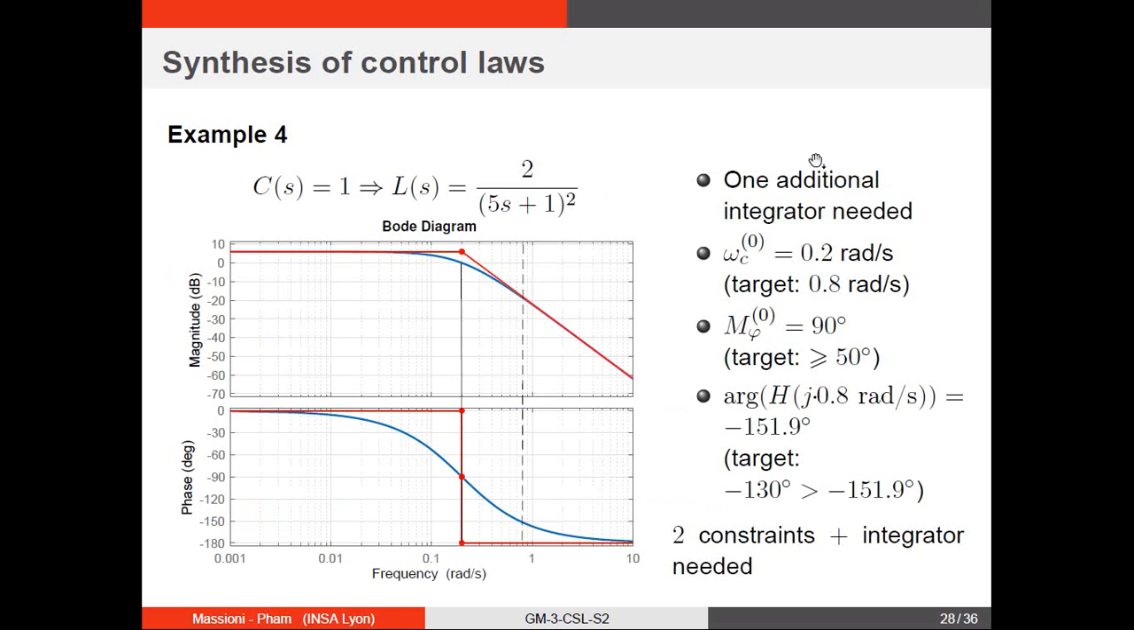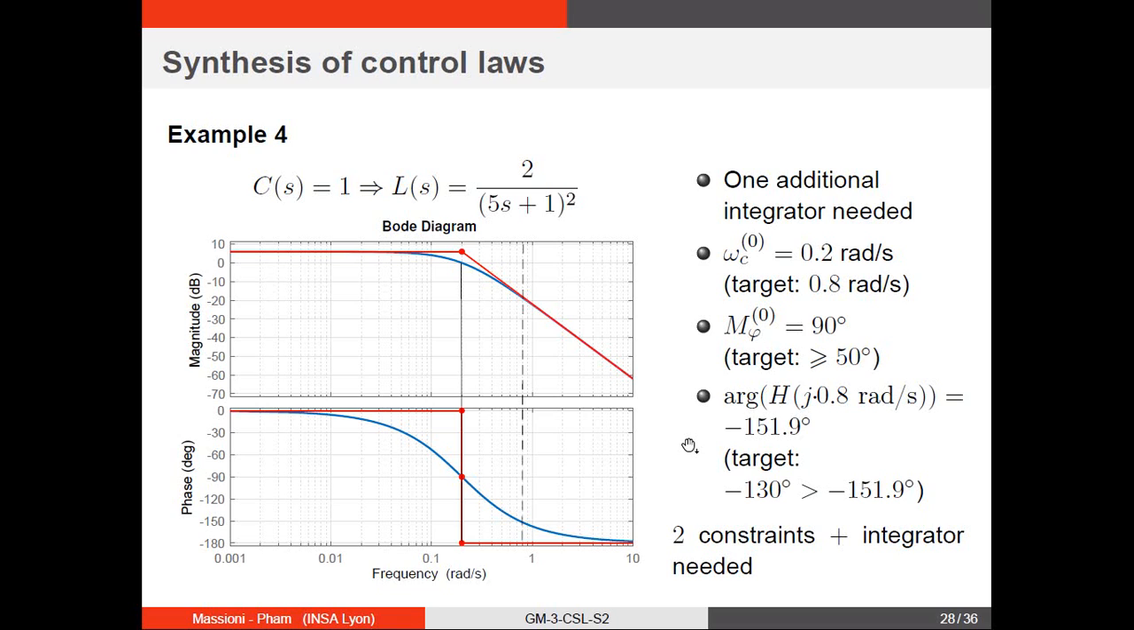So same as before. Now let's just check what we got at 0.8 radians per second. The phase over there is too small, because we want to have 50 degrees of phase margin, so we need minus 130 degrees. Instead here we have minus 151. So we'll need to lift up the phase a little bit in this case. So just to compare to the previous case, the second tuning method would not work out. We really need to pump the phase up.